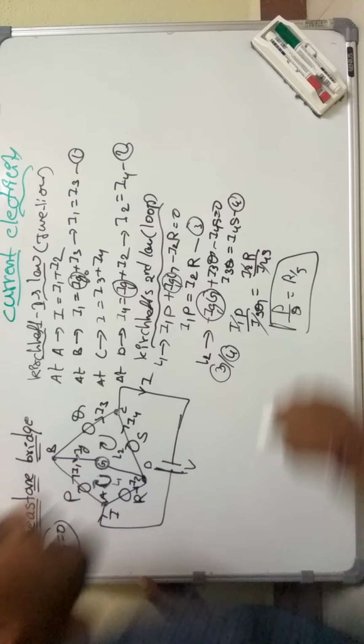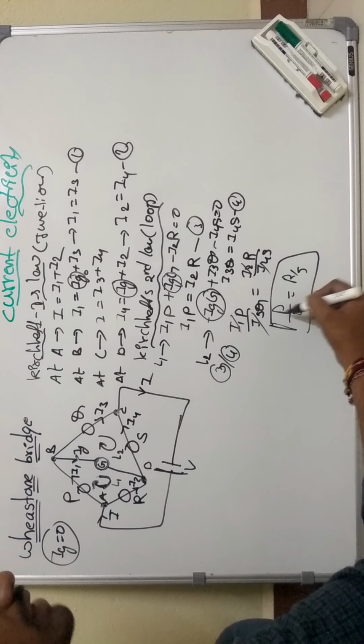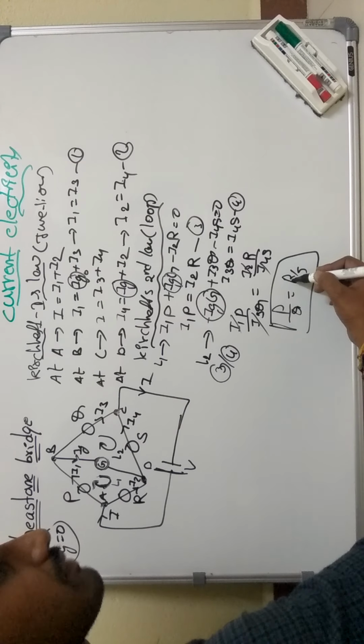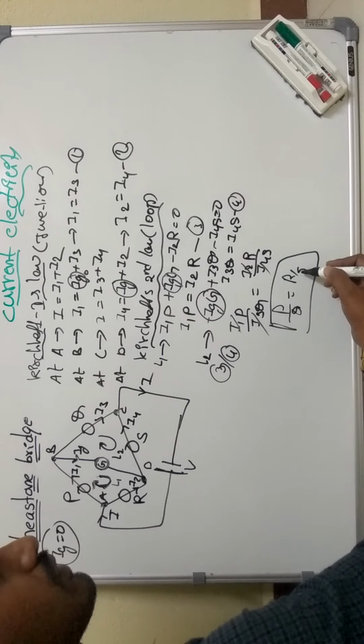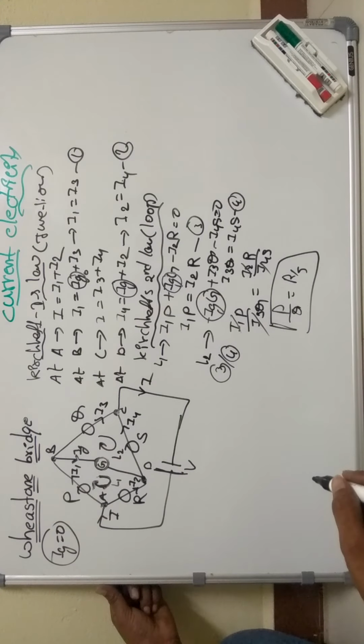So four resistances are connected in the bridge. When we have to calculate, for example, P, then P is equal to R into S by Q. If you want to calculate R, then R is P by Q into S. If you want to calculate S, then S is Q by P into R. So any one unknown resistance can be found.